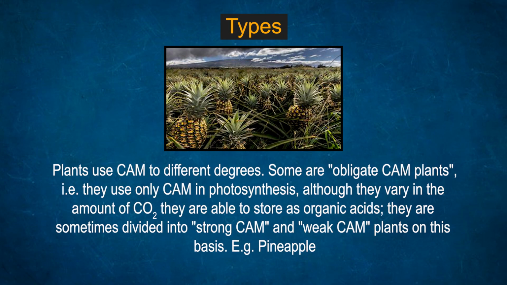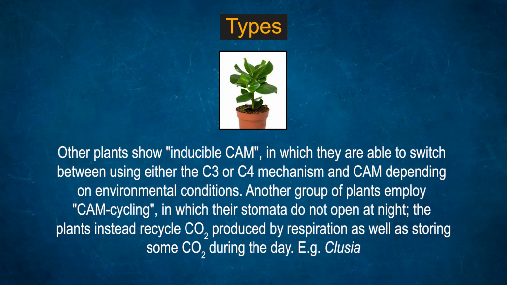Now CAM plants, or crassulacean plants, are of two types. They are called the obligate CAM plants, that is, they only use the CAM which otherwise is not followed by any other process. And on the basis of malic acid production, these plants may be strong CAM plants or weak CAM plants, and that may include pineapples or other succulents. But there may be another type of plant, a C4 plant which may be succulent like Lucia, but there the CAM process is not mandatory.